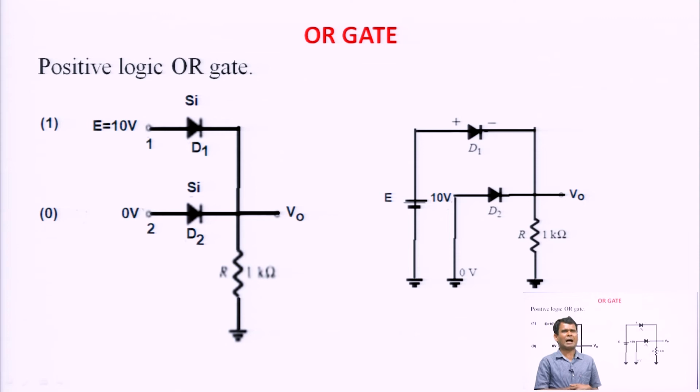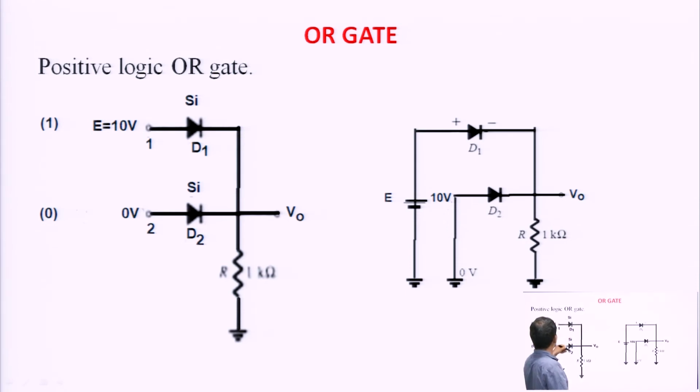Now some examples of series and parallel circuits. The very famous, very good and important examples are the OR gate and AND gate. We can implement the OR gate and AND gate using diodes, using two diodes.